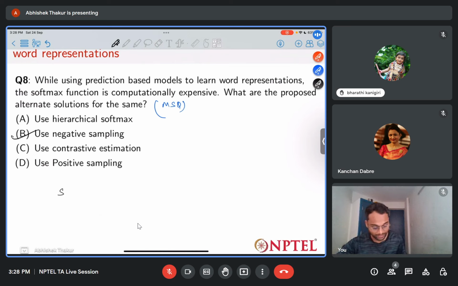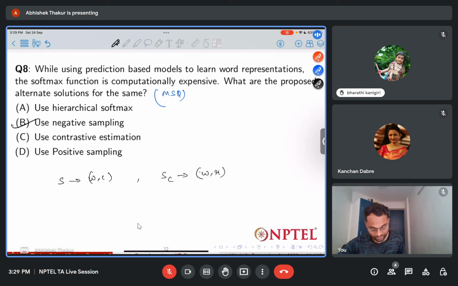Let's suppose S is a correct match of word and context, and SC is the wrong match of word and context. That is W and R. So in this, what we have to do, this is about the contrastive estimation. We want S should be greater than SC.